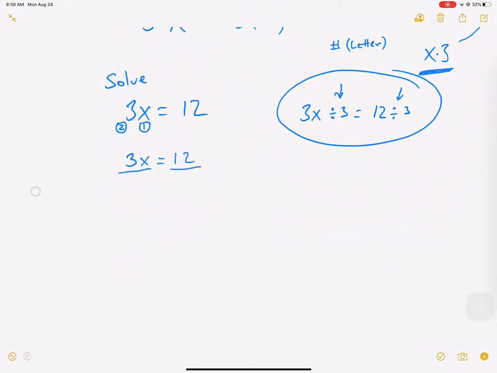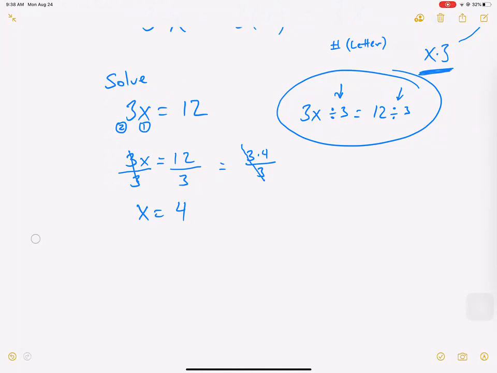If I divide it on one side, I'm going to divide on the other. And what number do we divide by? The opposite of times 3 is divide by 3. Okay, we divide it. We're left with x. Now, what is 12 divided by 3? 12 divided by 3 is 4. Another way for you guys to think of it is 3 times 4 is 12. And we can divide the 3 out. And we're left with 4. 3 divided by 3 is an invisible 1.